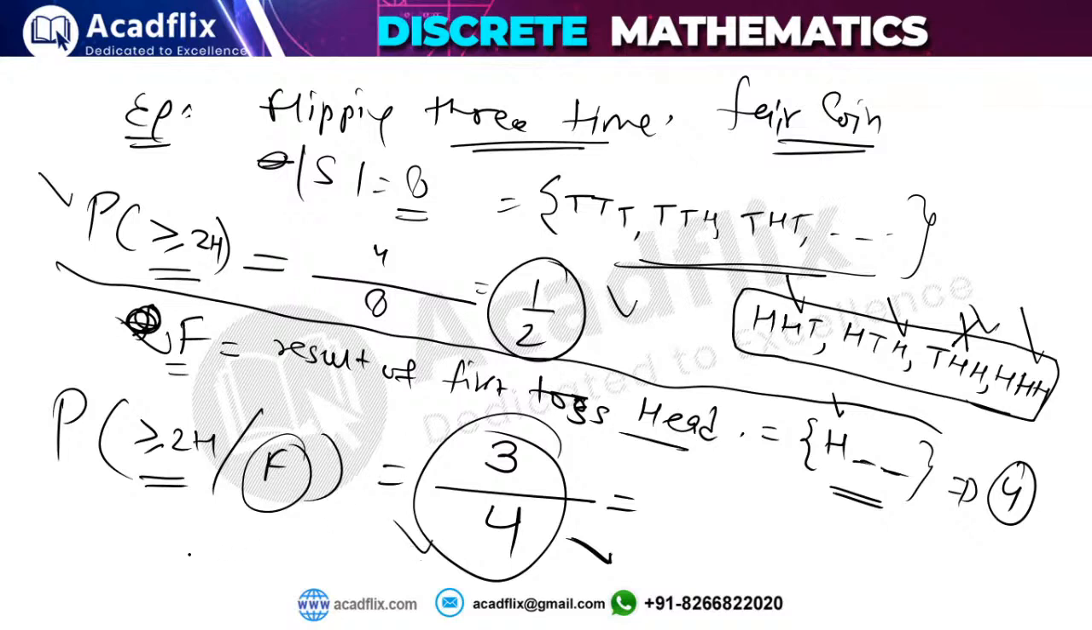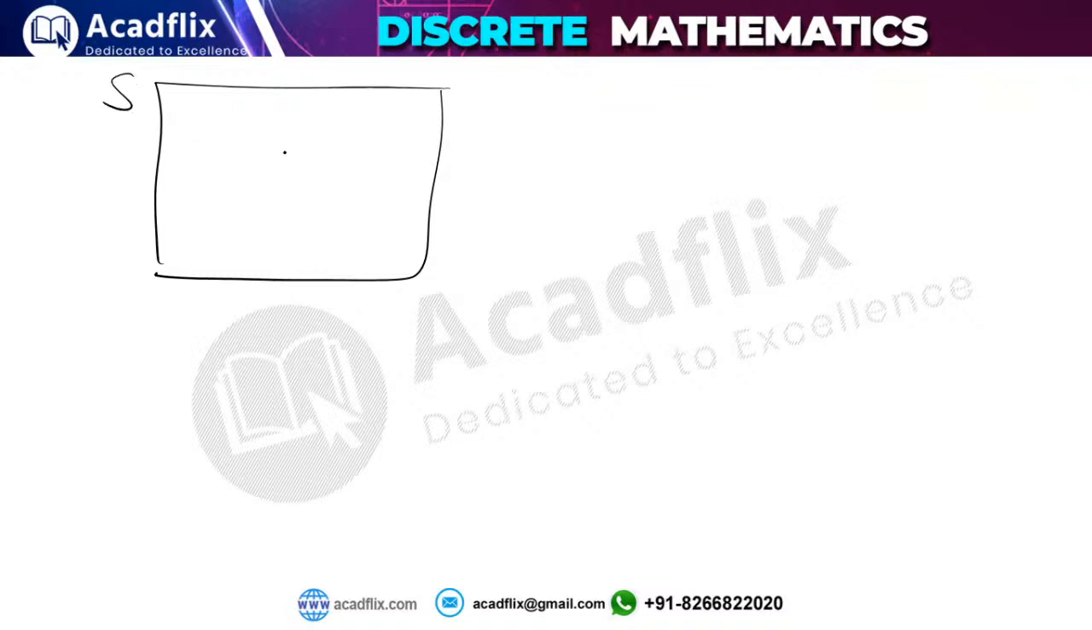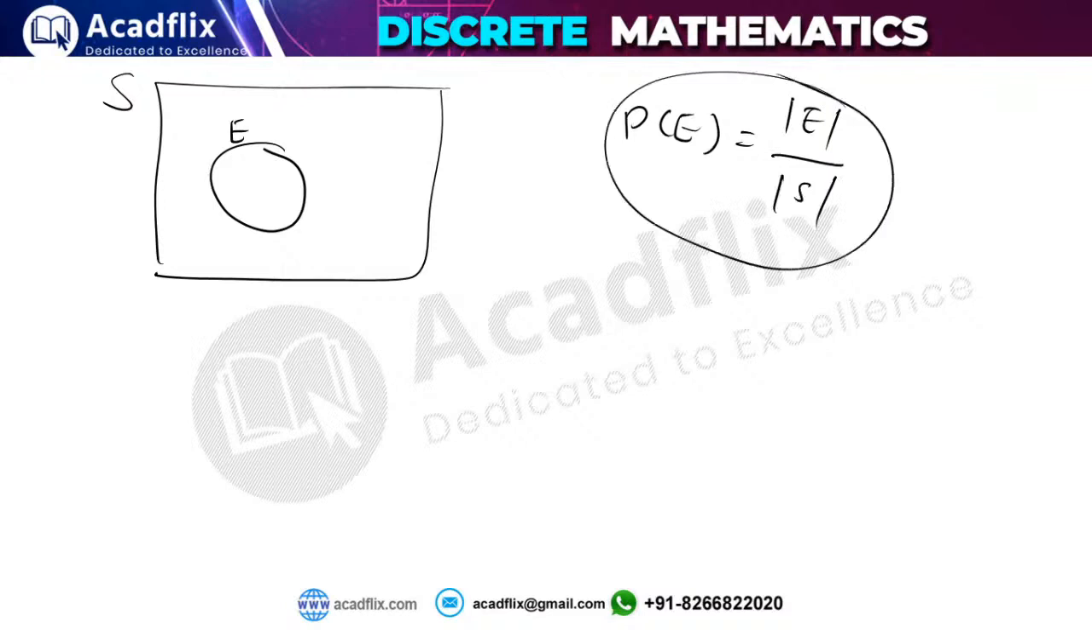So this is how conditional probability works. So what is conditional probability? Let's assume this is your sample space. This complete thing is your sample space. This is your event E. You want to find the probability of E, then it will be the cardinality of E divided by the cardinality of S. This will be your probability. Basically number of favorable cases divided by number of total cases. So this is your probability of E.